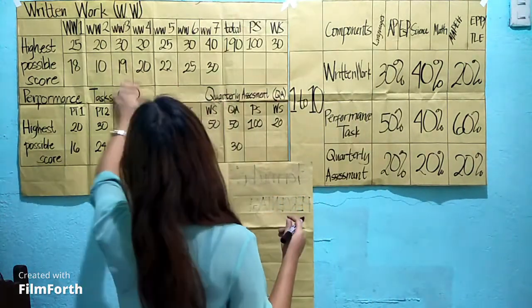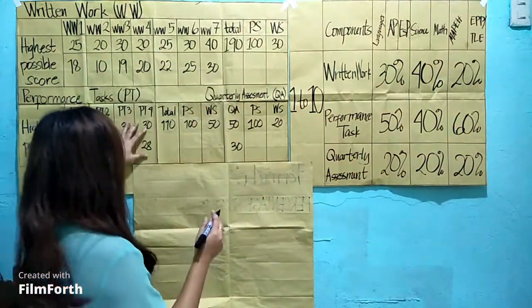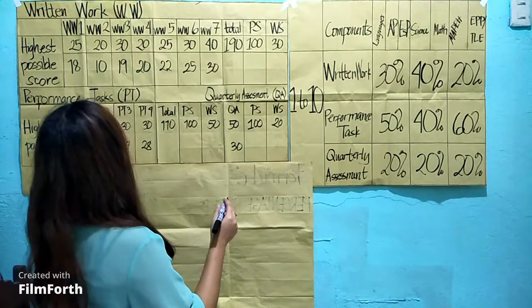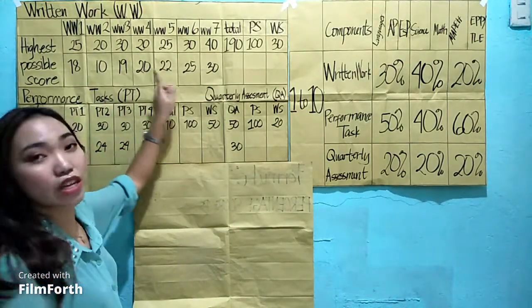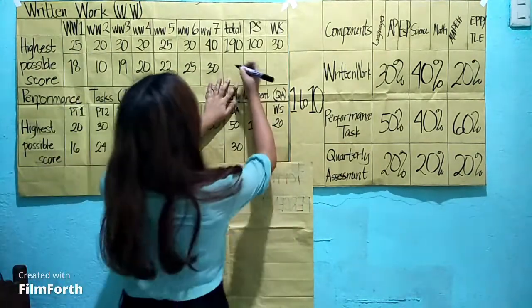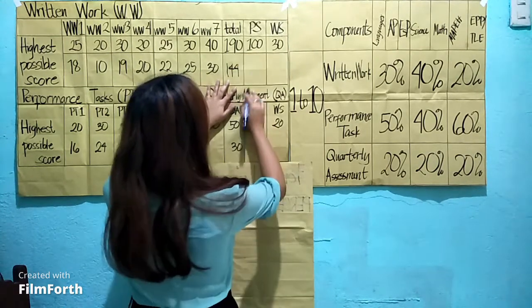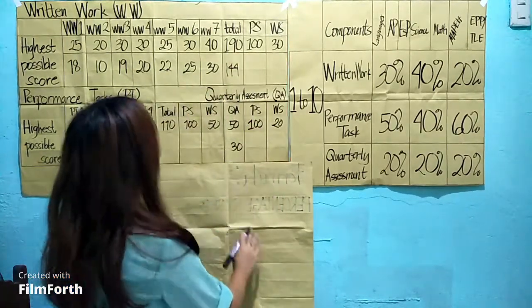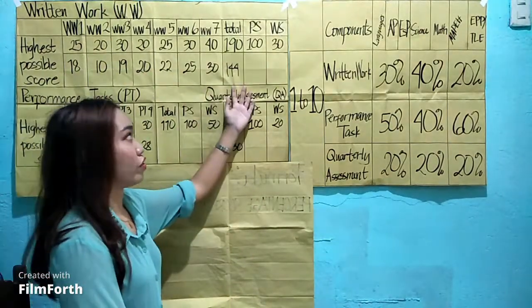So we're going to total this all up. 18 plus 10 plus 19 plus 20 plus 22 plus 25 plus 30 is equal to 144. So now the total score of the written work is 144.